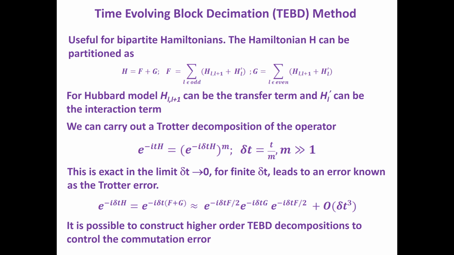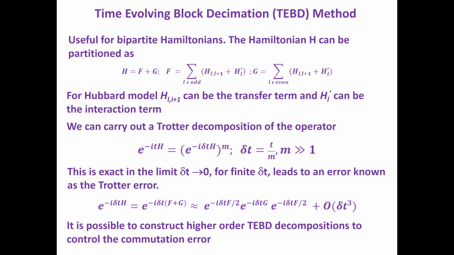Then you can use a Trotter decomposition of e to the minus iHt. So what is Trotter decomposition? It is nothing but e to the minus i delta t H raised to the power m, where delta t is t by m. Of course it is accurate when m goes to infinity, but otherwise it has an error of the order of some power of delta t, depending upon how you approximate e to the minus iHt.